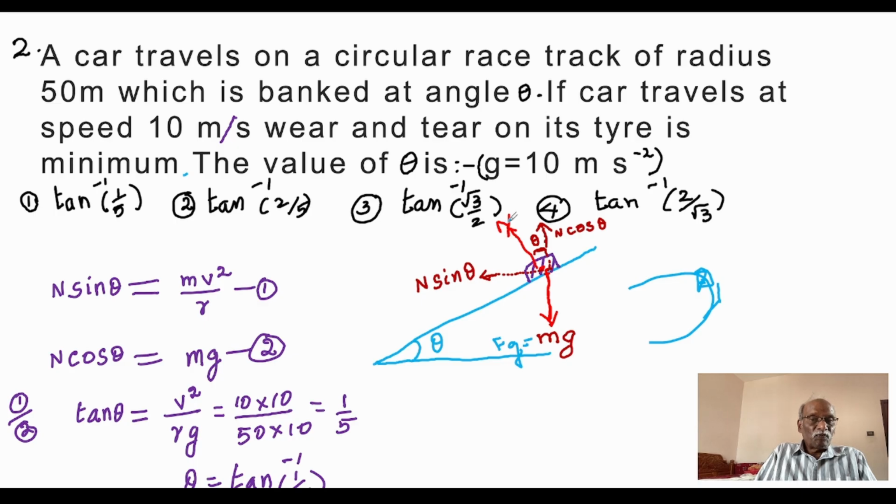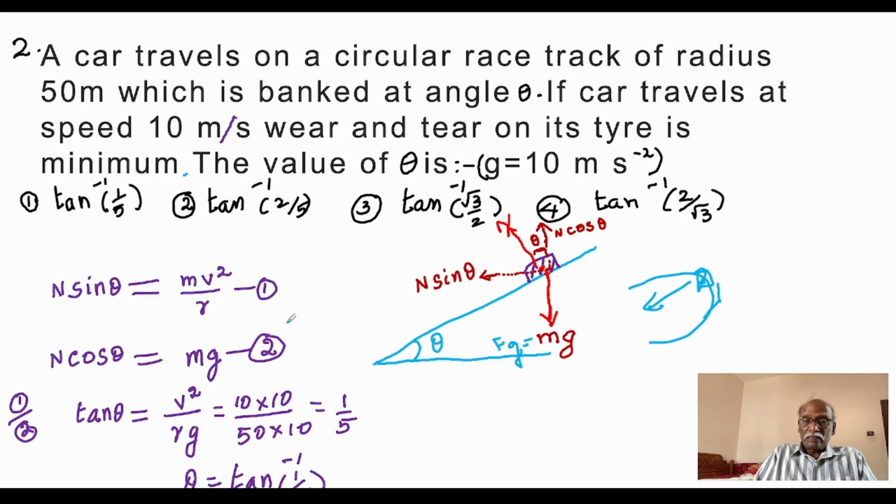Normal force is resolved into two components. One is N cos theta, horizontal, and N sin theta, the component which is acting inward. It means it is acting inward. This is called centripetal force. Here N sin theta is the centripetal force. The formula for the centripetal force is mv square by r.